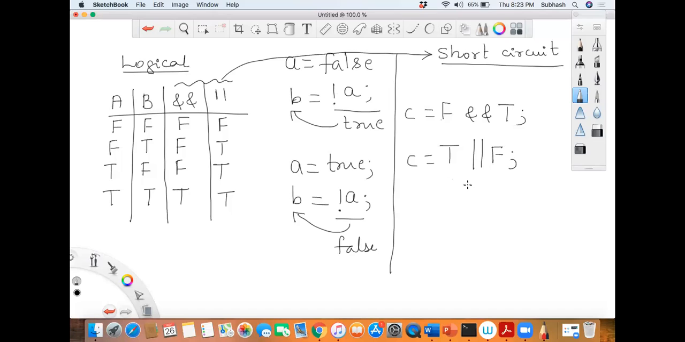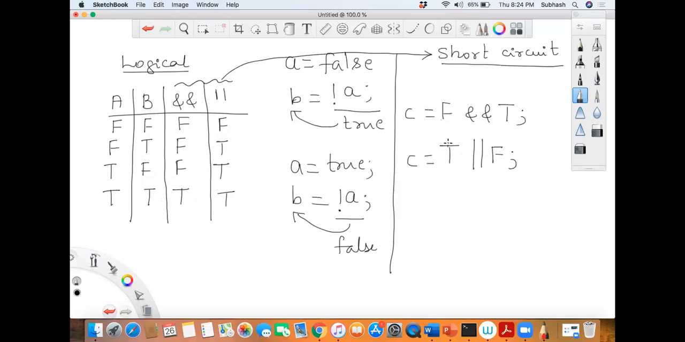Firasat, unmute yourself and talk to me quickly. Firasat, tell me, true OR false, what will be the result? True. Exactly. True OR false will result in true. If you see this truth table, if either of the operands is true, it would result in true. If either one is true, correct?